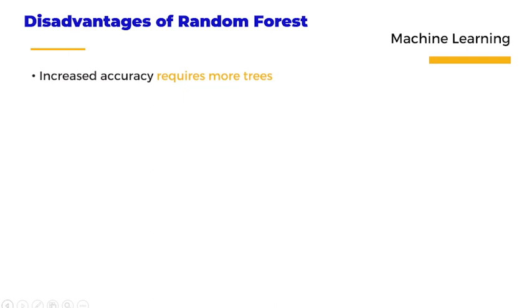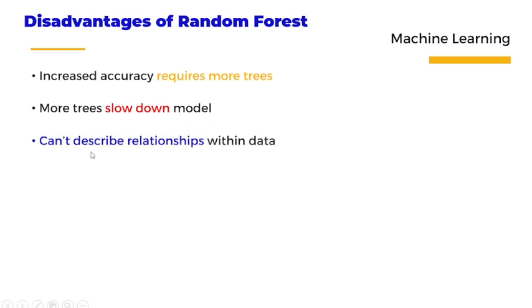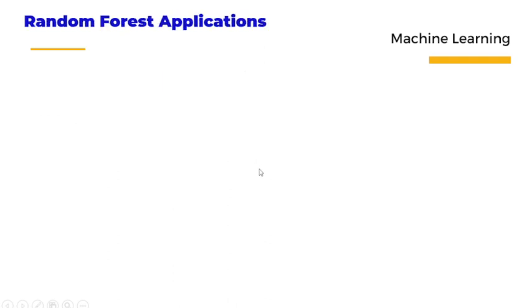Now let us understand the disadvantages of the random forest. Increased accuracy requires more trees. So more trees slow down the model, and it can't describe the relationship within the trees.